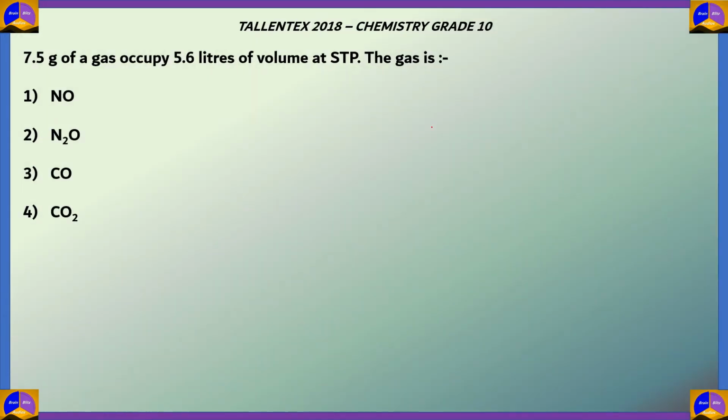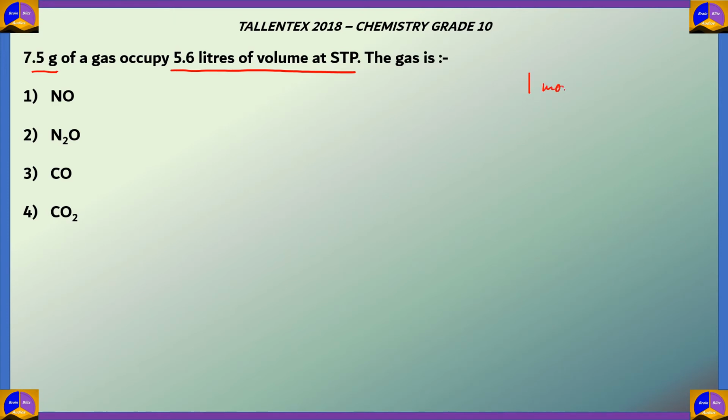Let's look at another question. 7.5 grams of a gas occupy 5.6 liters of volume at STP, standard temperature and pressure. Identify the gas. Is it NO, N2O, CO, or CO2? Now, how do we solve this question? Well, for that we need to use the concept of moles. Particularly, we need to find out the exchange between moles and liters.